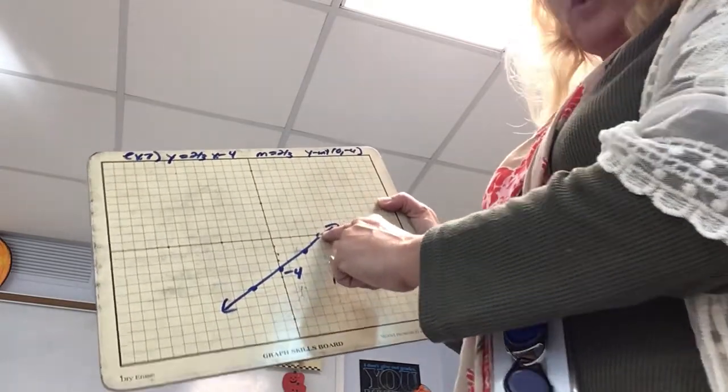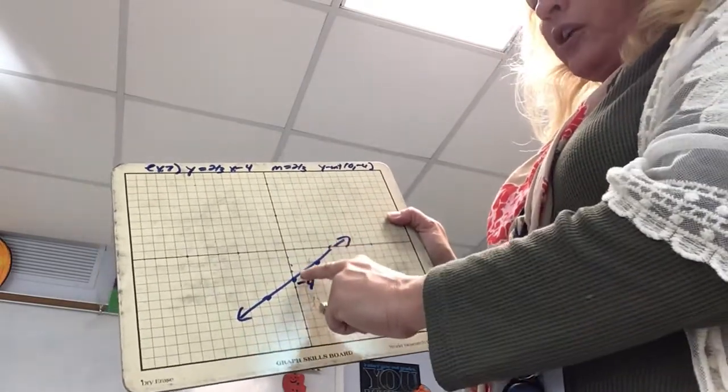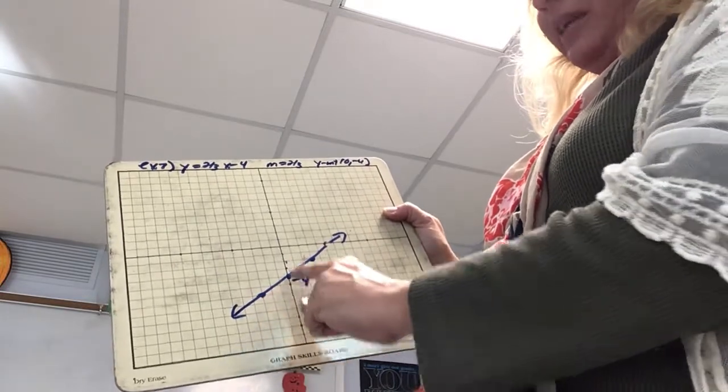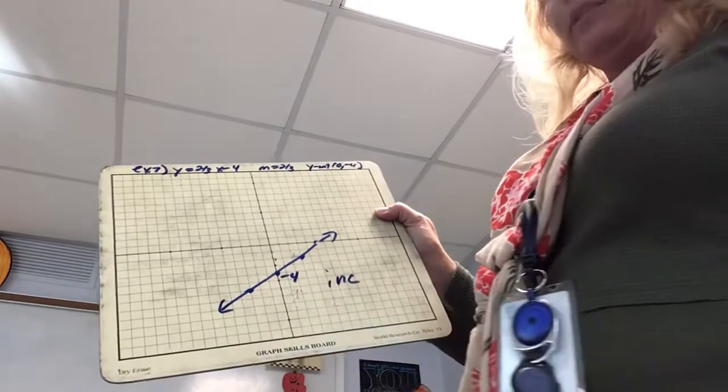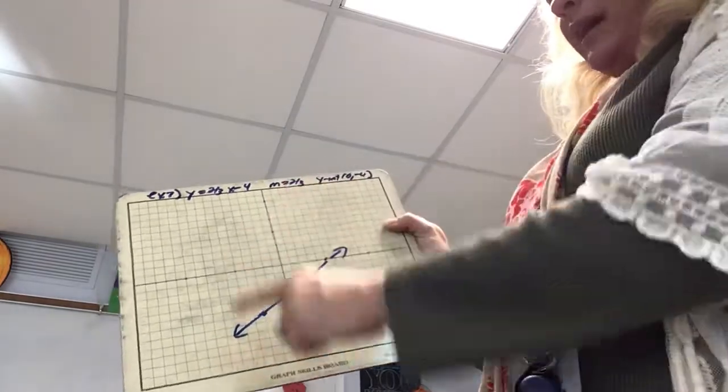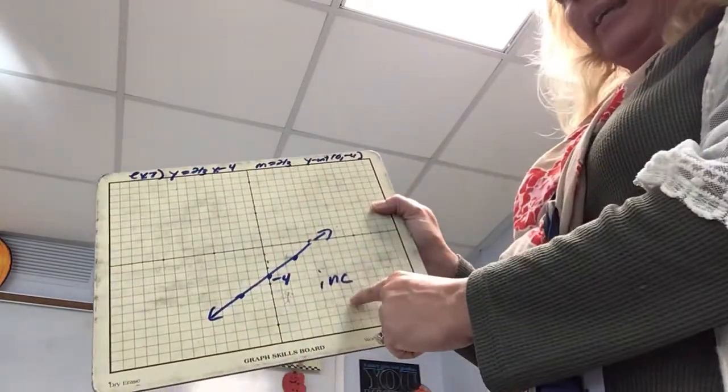Now, a slope of 2/3 also means I could go down 2, left 3, because down is negative, left is negative. A negative over a negative is positive. And my slope is positive, so my line should be uphill. It is increasing.